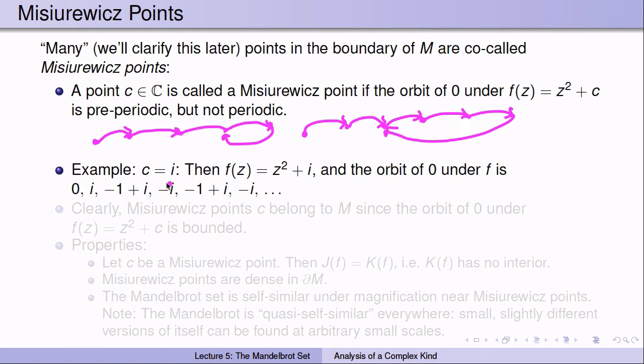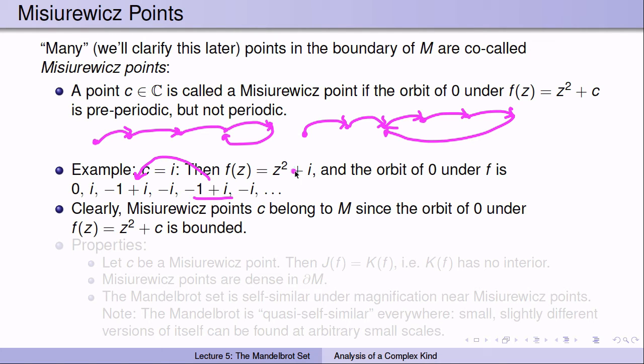An example is c equals i. Then f(z) is z squared plus i, and the orbit of 0 under f is given by 0. f(0) is i. f(i) is i squared plus i, so that's minus 1 plus i. f(-1 + i) is (-1 + i) squared plus i, and you can check that that equals minus i. f(-i) is (-i) squared plus i, which is minus 1 plus i, and we're back to this point that we were earlier inside the iteration here. But we did not repeat the point 0 or i, we started repeating at minus 1 plus i.